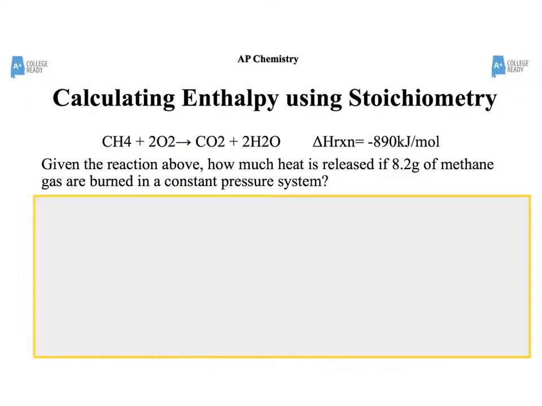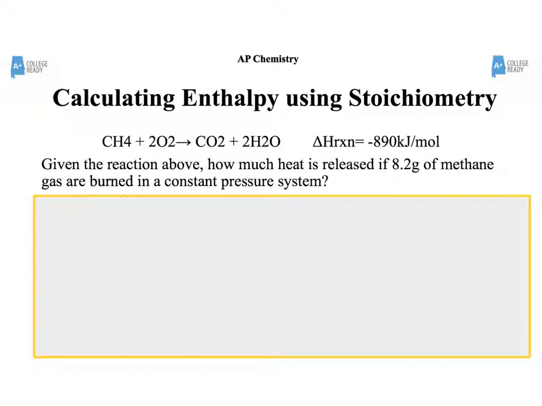So sometimes we have a different stoichiometry going on. We're not going to use 1 mole of methane and 2 moles of oxygen to produce 1 mole of carbon dioxide and 2 moles of water. They're going to change things up, and they're going to give us different amounts of the methane or the oxygen and ask us, well, how much heat is released if I do it this way? So here's an example. Given the reaction above, how much heat is released when we use 8.2 grams of methane instead of 1 mole.